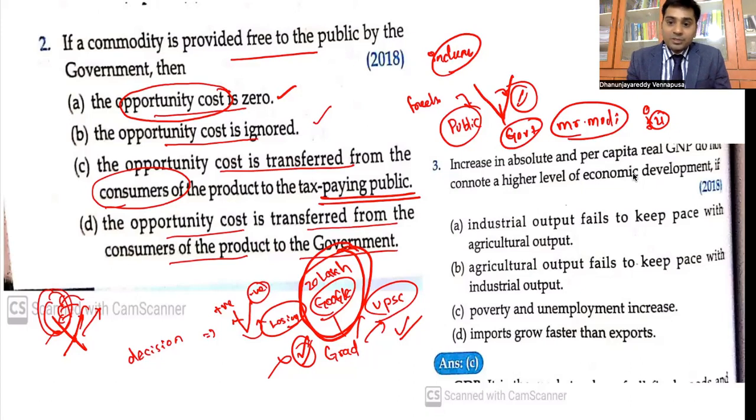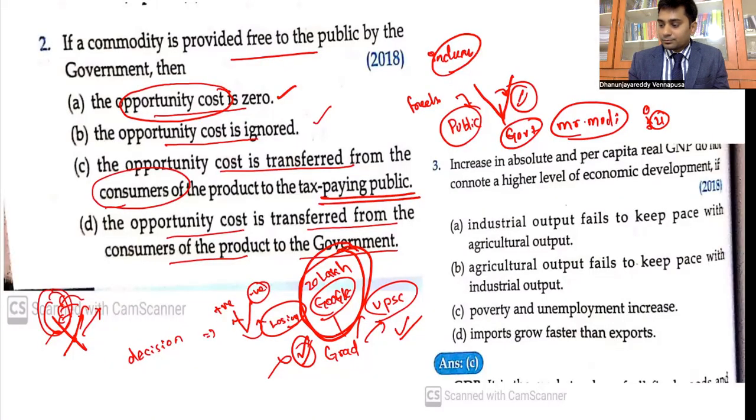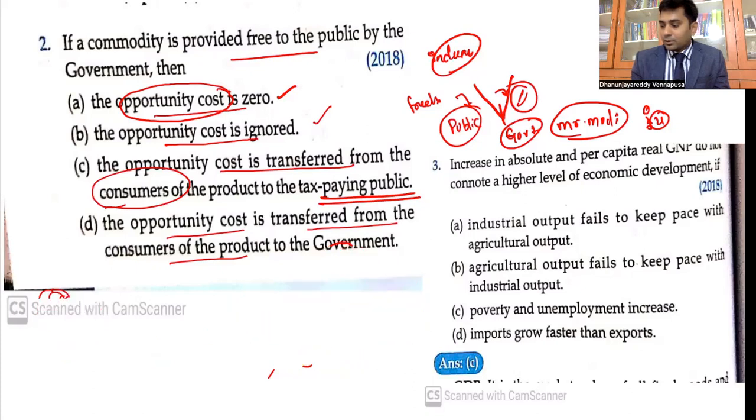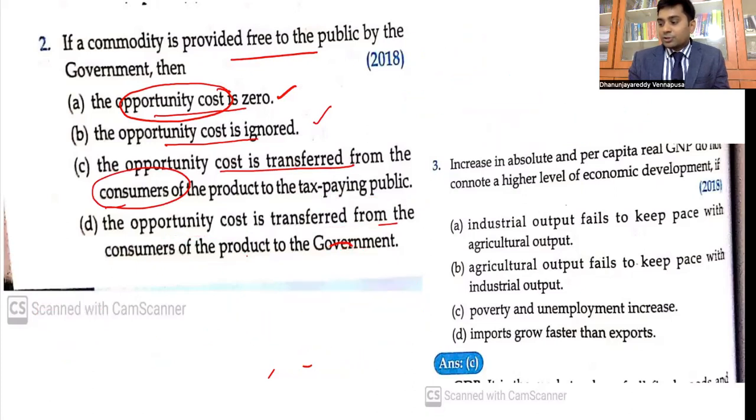Next, increase in absolute and per capita GNP do not connect to a higher level of economic development. Now what he is saying is increase in absolute and per capita real GNP. First of all, what is this subject? Try to understand the subject. Right. What is GNP? Gross National Product.